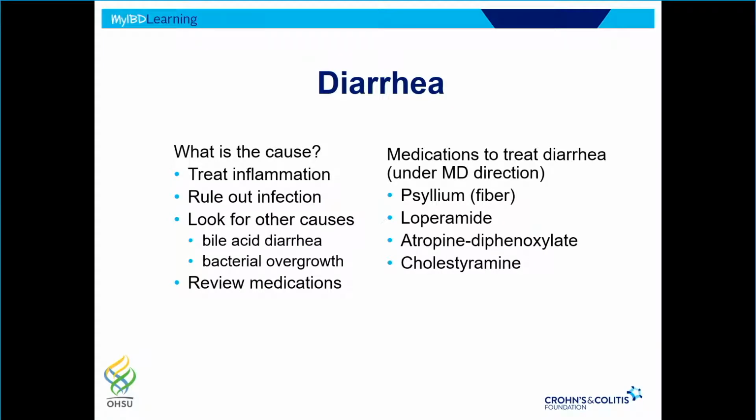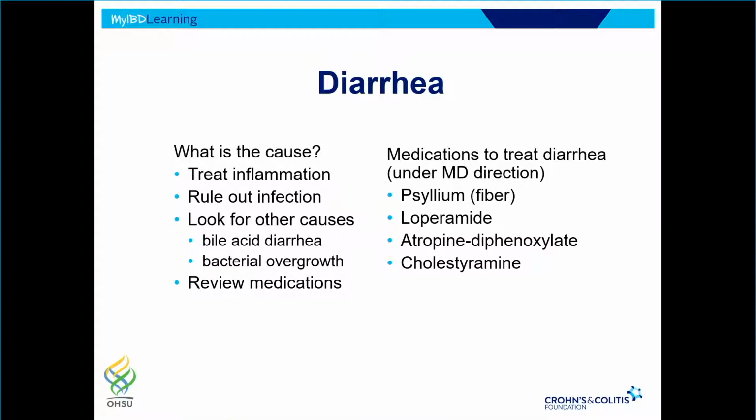Okay, so one common symptom patients with inflammatory bowel disease have is diarrhea. Again, we're always looking for what is the cause. If there is underlying inflammation, we want to treat that, and that will be working with your doctor to find the right medication or the right diet to treat you. We're going to rule out infection like C. diff, and then if we don't find inflammation or infection, we're going to be looking for other potential causes of diarrhea.